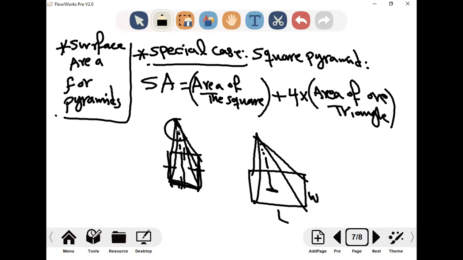But if we have a rectangular pyramid, the length is different from the width. So this base is different from this base, right? This base is different from this base. This length and also here the same length, right? It means the triangle in the front and the triangle in the back are congruent.